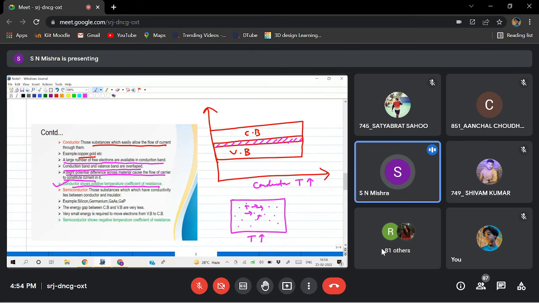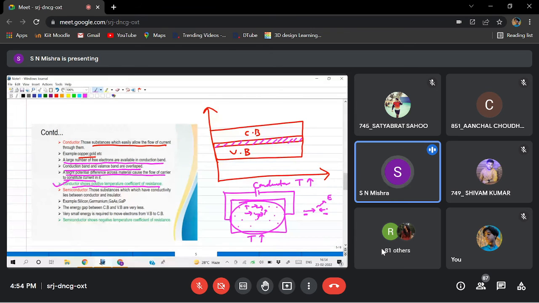Because I have not connected any potential here. If I connect the potential here, then one-sided motion will take place. But as there are a lot of electrons present here, while they move, what happens? They will collide with each other. This electron will collide with this electron, will collide with this electron. So when two electrons collide with each other, what will happen? Some energy will be released, and that will also hamper the speed, or movement, of the electrons.